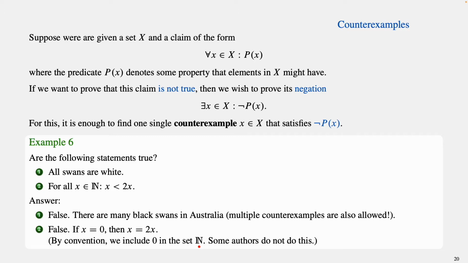Some authors do not do this. So some authors would take 1 as the smallest element of the natural numbers, and for those authors this statement would actually be true. Okay, so be careful with the definition of the natural numbers, and make sure wherever you read about it to understand whether the author uses 0 or 1 as the smallest element.